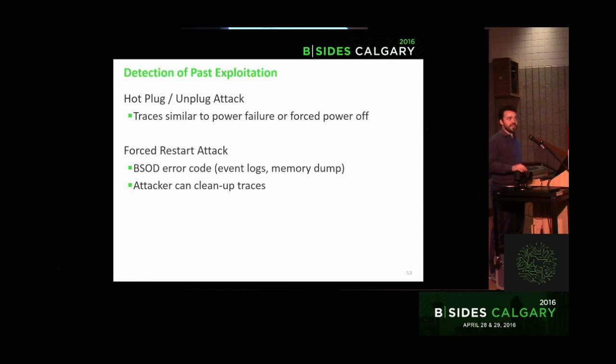If it's a forced restart attack, you're going to have traces of the blue screen of death, the BSOD, the error codes, memory dumps, and so on. So if the attacker is sloppy, you're going to see those, and you're going to be able to say, yes, they used the test case from the FaceDancer, and this is how they crashed it. Because the attacker has access to the drive after the drive has been unlocked, the attacker can clean up those traces, so it might be very difficult for you to detect that.